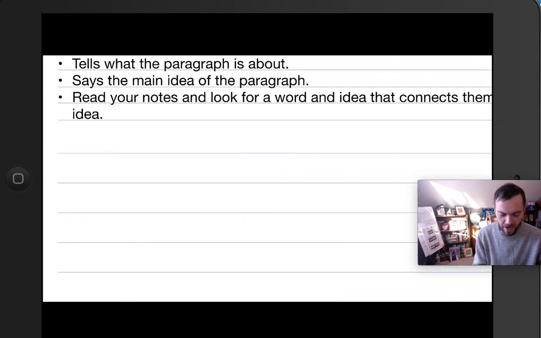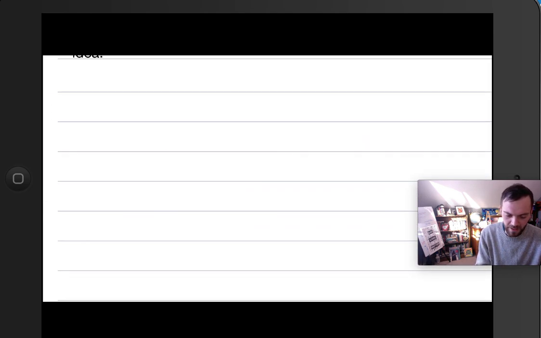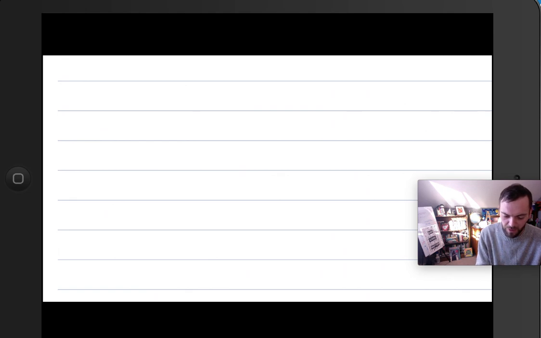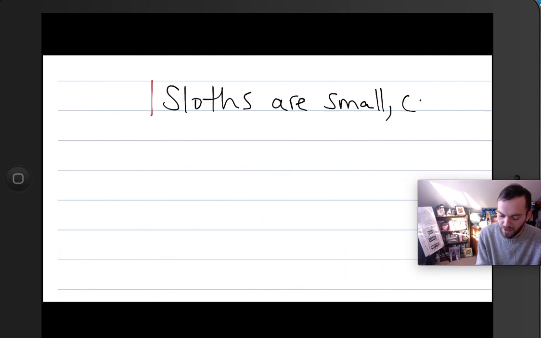So how do I start my paragraph? Well, like I said earlier, imagine you're going to start with 5 spaces at the beginning of your paragraph. We call that the indent. So again, like I said, the word happy has 5 letters. That's about how much space we're going to leave at the beginning of our paragraph. And my topic sentence was: Sloths are small, cute animals.